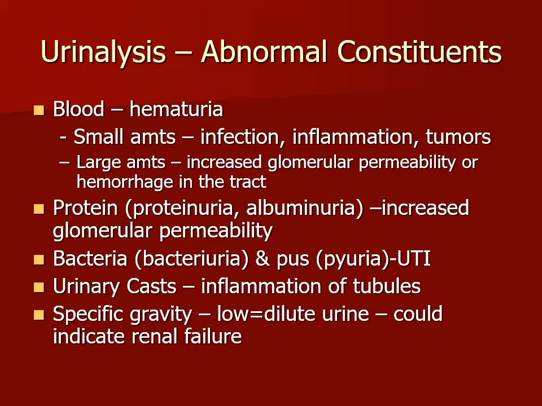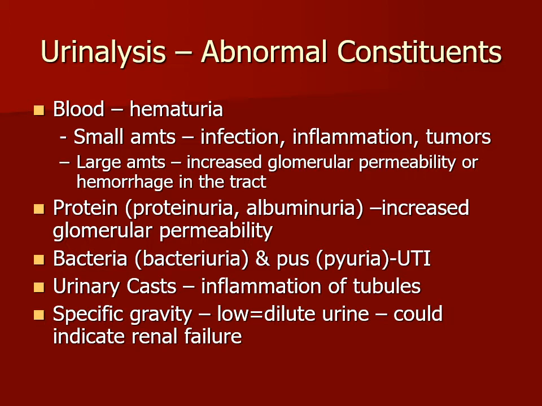Proteinuria or albuminuria means increased glomerular permeability. So it means that there's protein leaking into the filtrate, which could be an indicator of inflammation, something going on with those nephrons. The filtration units are becoming more permeable and too many of them are damaged, so you're losing protein.